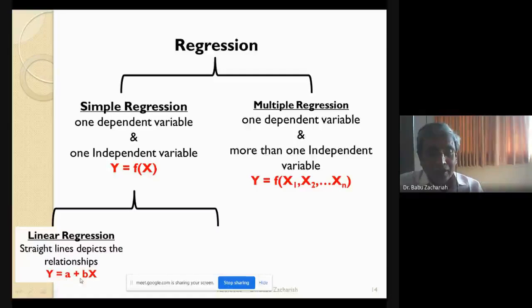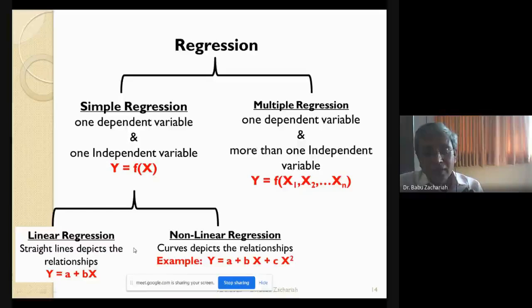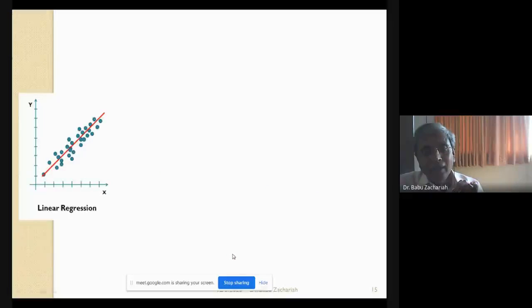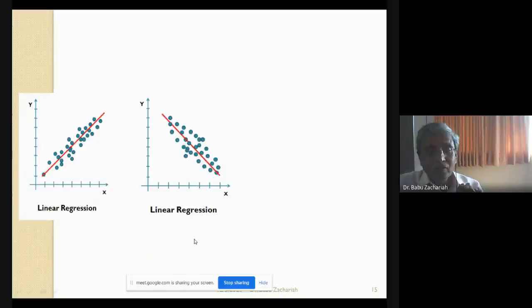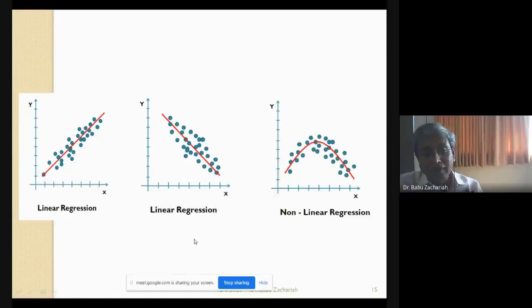If the relation is linear, we call it linear regression. If the relation is non-linear, we call it non-linear regression. And again, we can see the patterns here. Say this is linear regression, this is also linear regression, whereas this is non-linear regression.